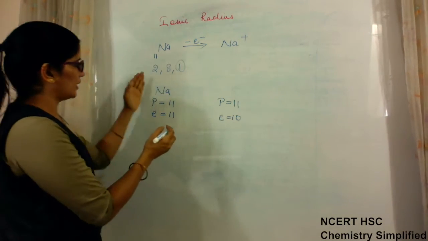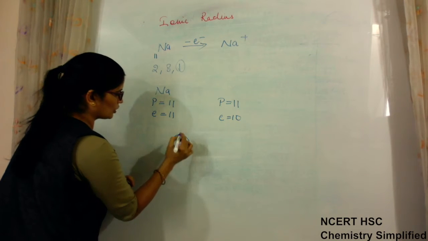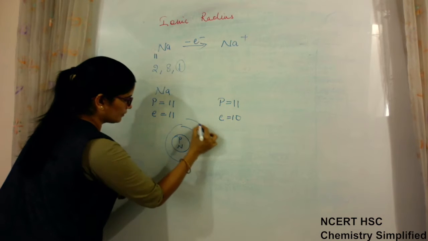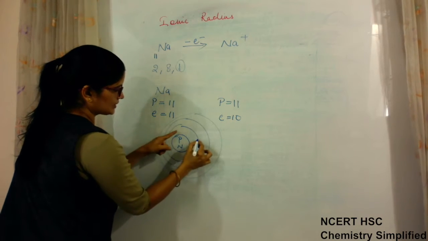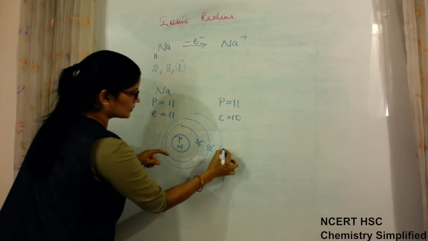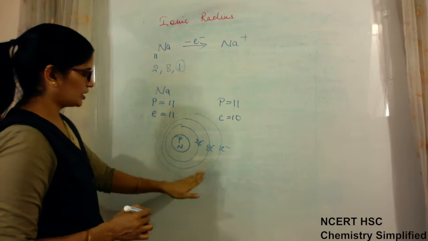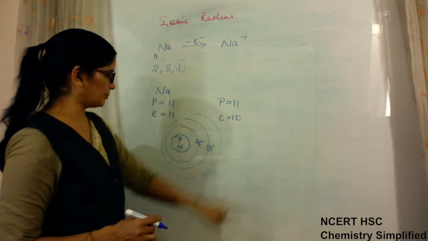What is happening? We had made the structure. This is the nucleus, protons plus neutrons are here. These are 3 shells. The first has 2 electrons, the second has 8 electrons, and the third has 1 electron. Now this 1 electron is lost when it forms Na+.